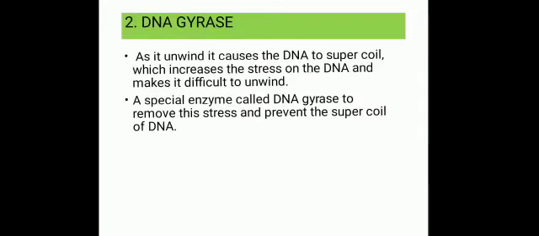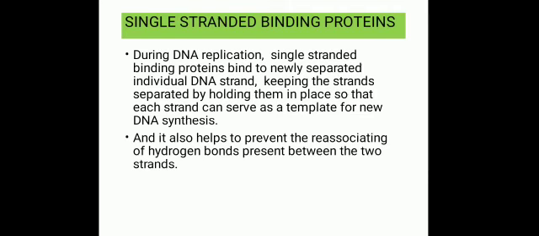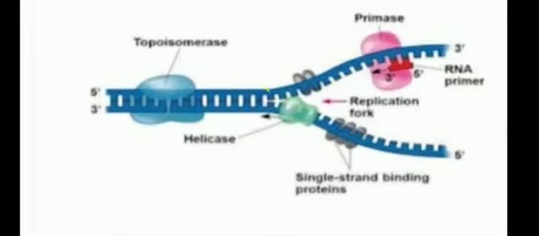And next, DNA gyrase. As it unwinds, it causes the DNA to supercoil, which increases the stress on the DNA and makes it difficult to unwind. A special enzyme known as DNA gyrase, also known as topoisomerase, removes this stress and prevents the supercoil of DNA. Here you can observe that the topoisomerase binds the double-stranded DNA and prevents the supercoiling of that double-stranded DNA.